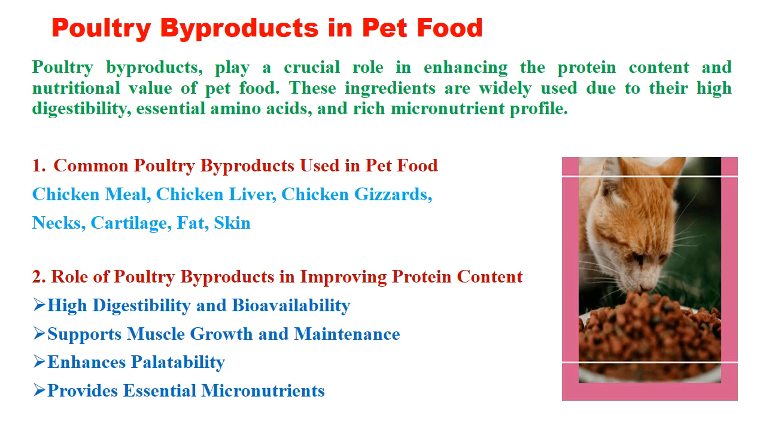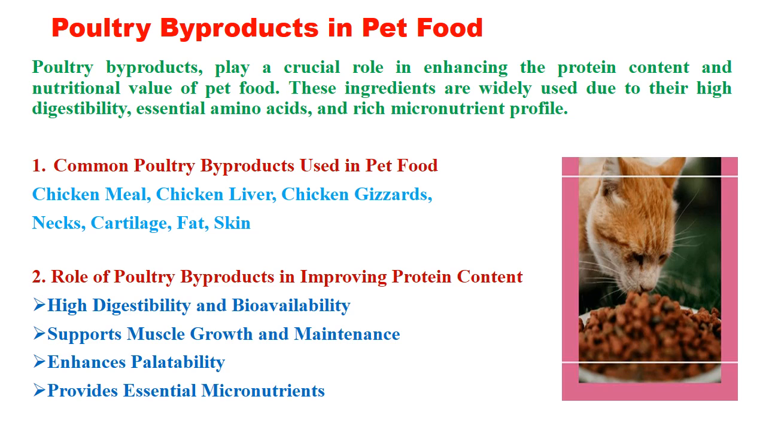The common poultry byproducts that can be used in pet food are poultry meal, or sometimes we say poultry byproduct meal. Here all the byproducts like head, shank, intestine and other non-edible portions are processed together by rendering and made into poultry byproduct meal. This poultry byproduct meal can be used in pet food. In addition, other edible organs like liver, gizzard, necks, cartilage, and sometimes the extra fat or skin removed during processing are all used in pet food.